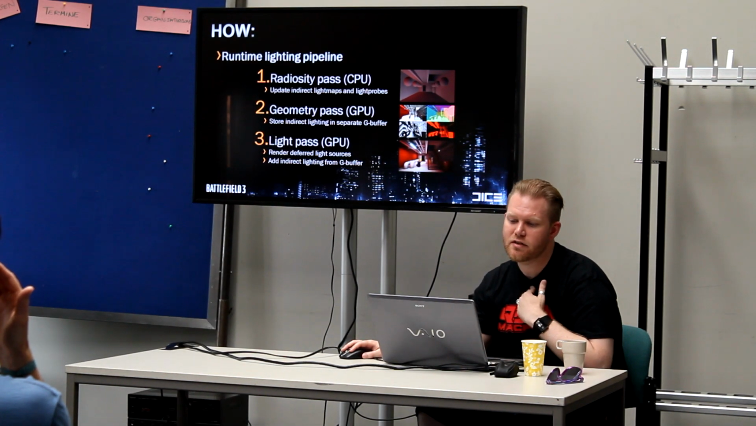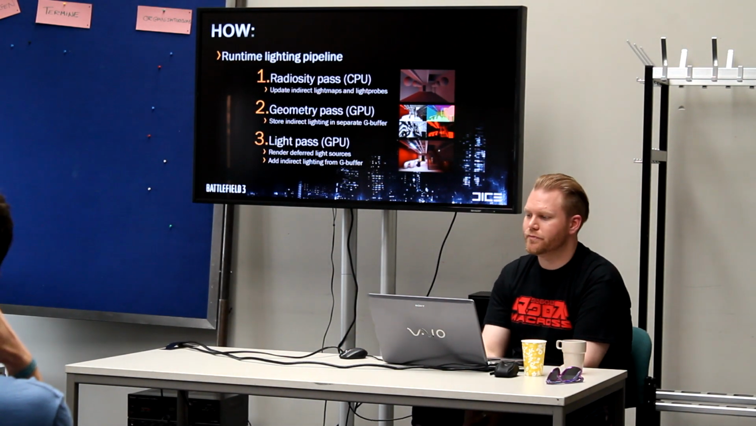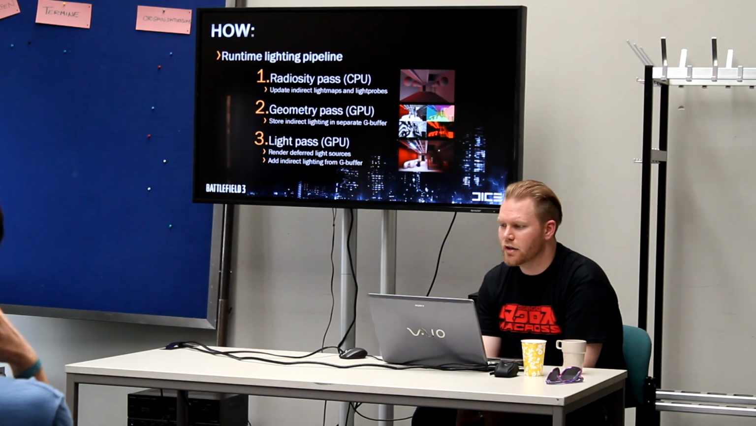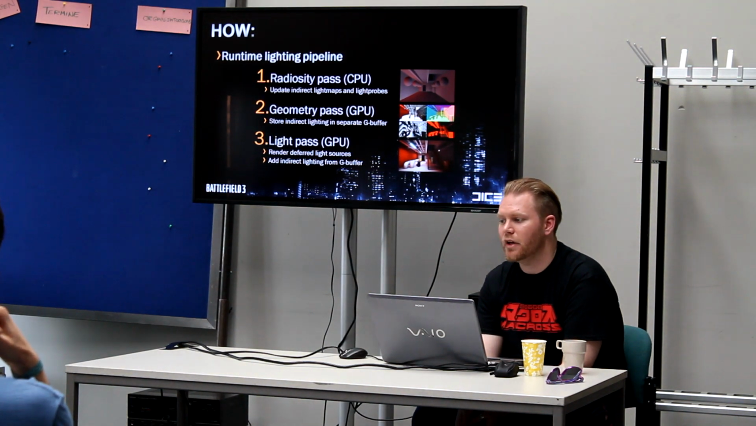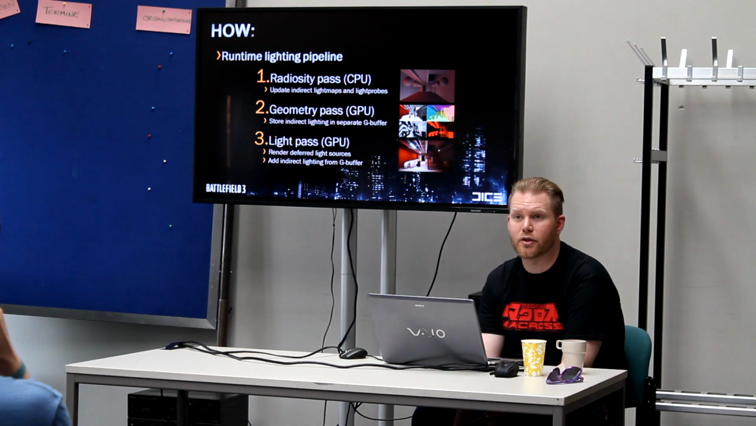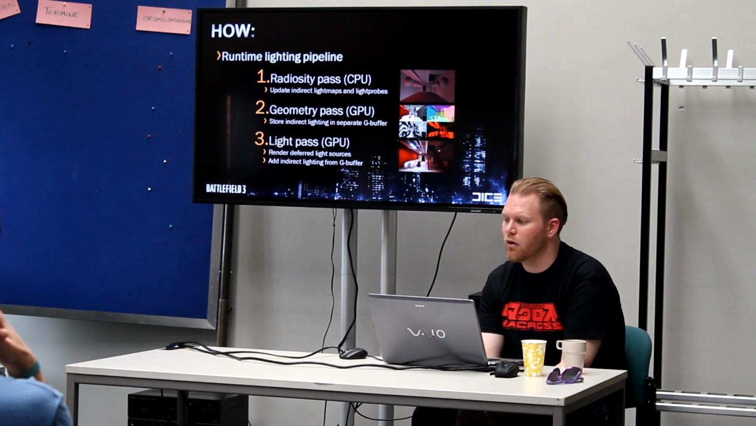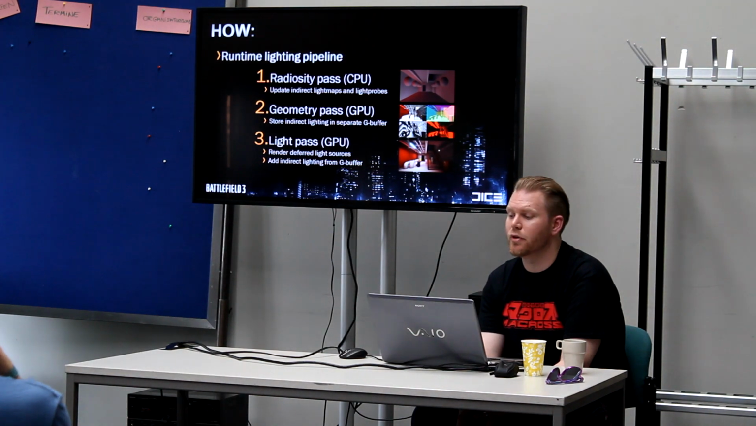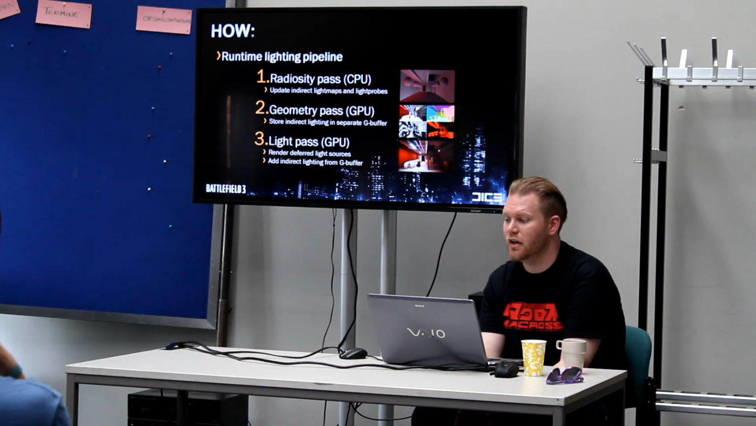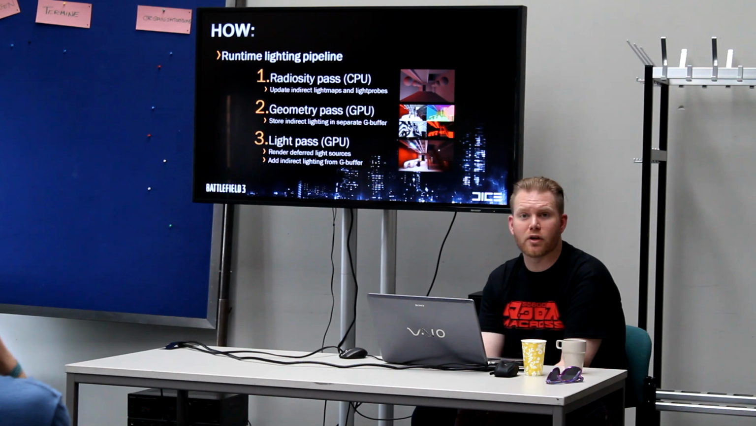So, this is how the runtime lighting pipeline is. The complete render pipeline looks like this. First, we update light maps and light probes on the CPU. Next, we run the geometry pass where all the bounce light from the light maps and the light probes are separated in the G-buffer, which we encode in a log LUV.